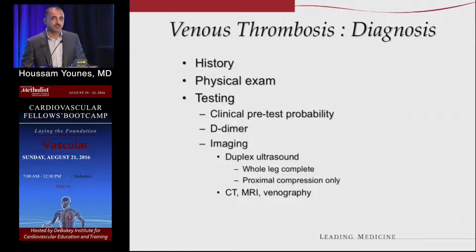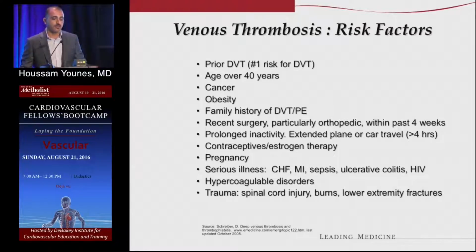How do we diagnose DVT? As with anything else: history, physical, imaging. So we'll go through each one of them. History, we go through the risk factors for DVT. Prior DVT is the number one risk for DVT, age above 40, anything that can make the patient hypercoagulable, like cancer, pregnancy, immobility, or a hypercoagulable disorder syndrome.